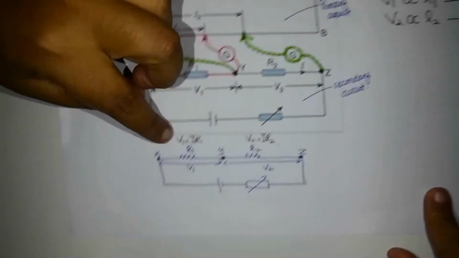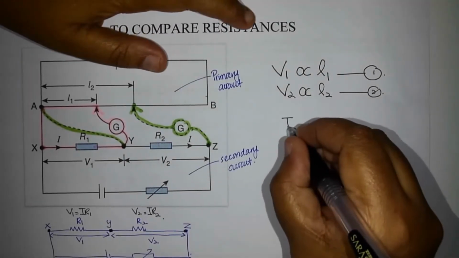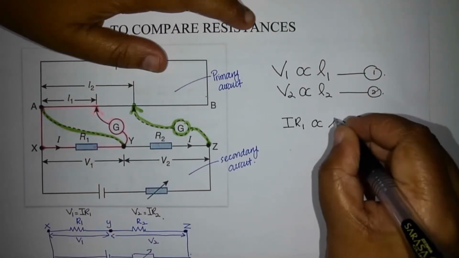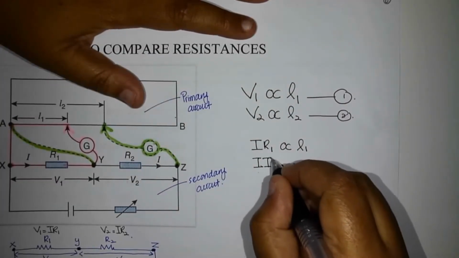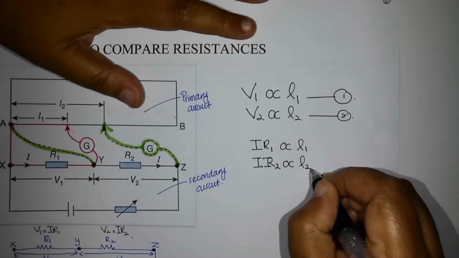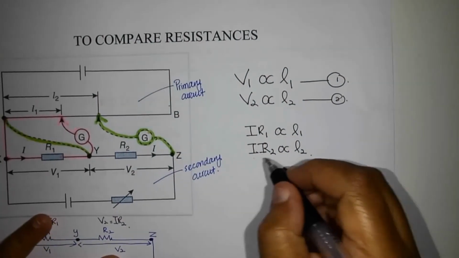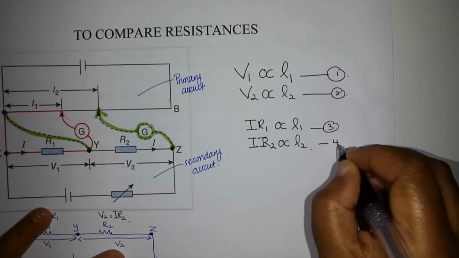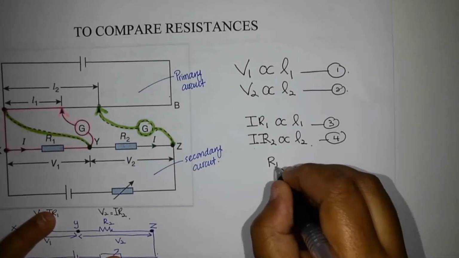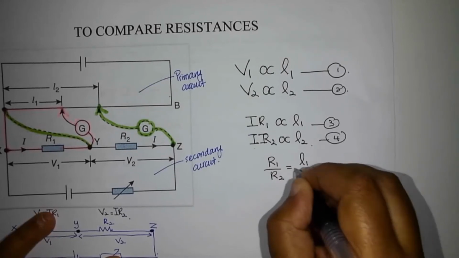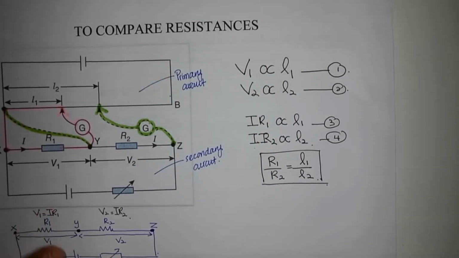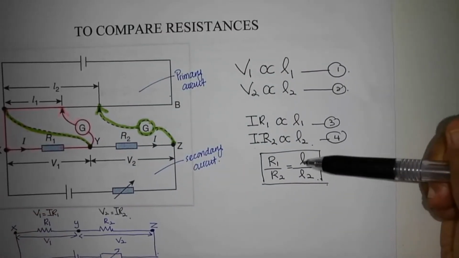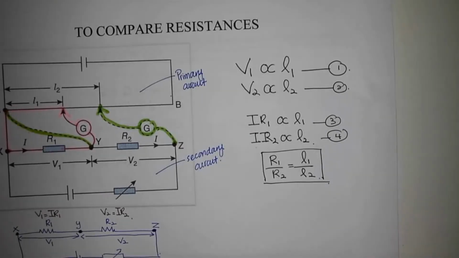And V1 is IR1, directly proportional to L1. V2 is IR2, and this is number 3, number 4. We divide 3 and 4, and we get R1 over R2 is equal to L1 over L2. So this is how we compare resistance by using a potentiometer, by using the length of the potentiometer.